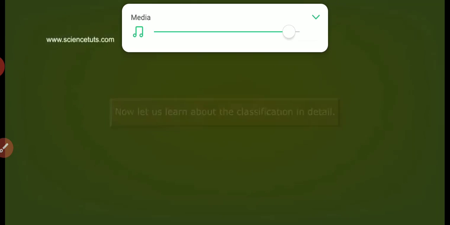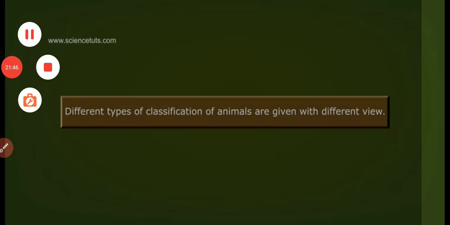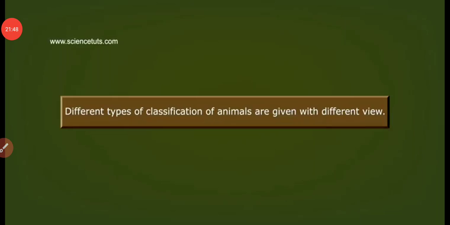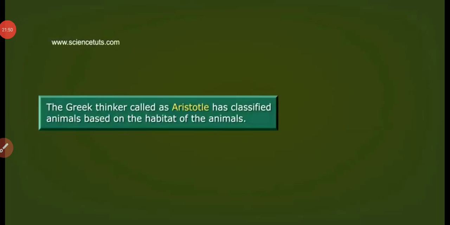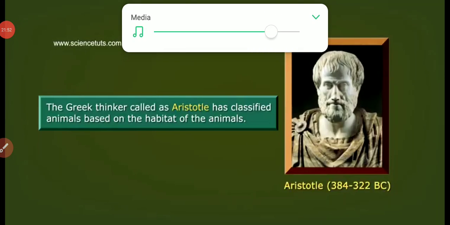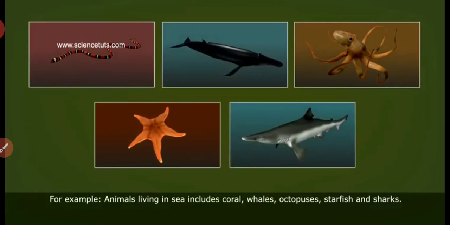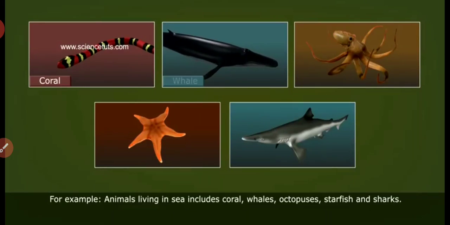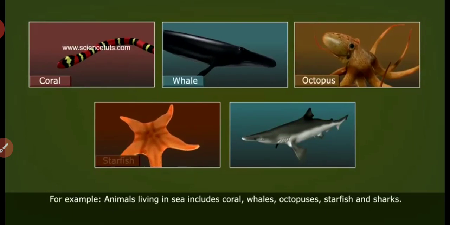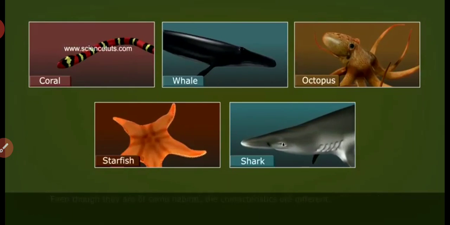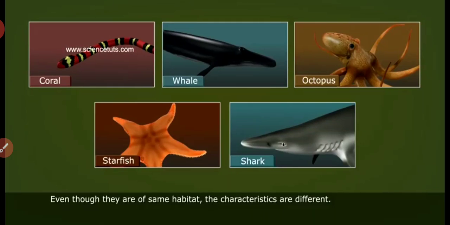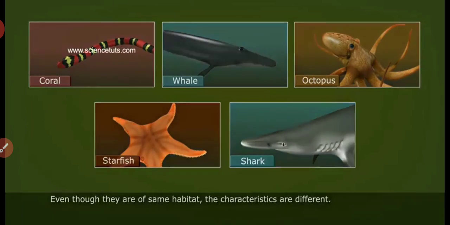Now let us learn about classification in detail. Different types of classification of animals are given with different views. The Greek thinker Aristotle classified animals based on their habitat. For example, animals living in the sea include coral, whales, octopuses, starfish and sharks. Even though they share the same habitat, their characteristics are different.